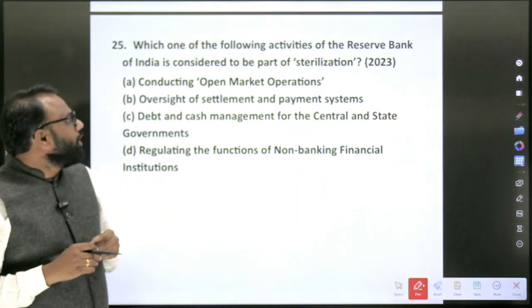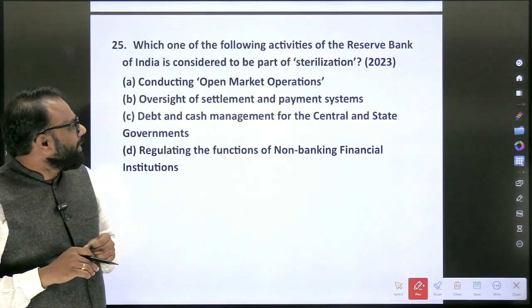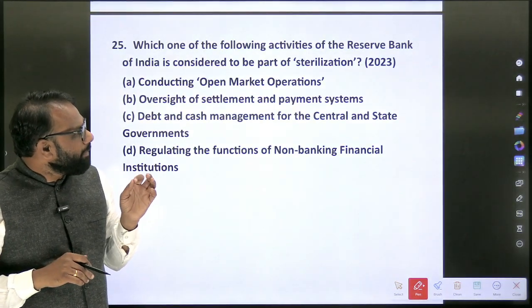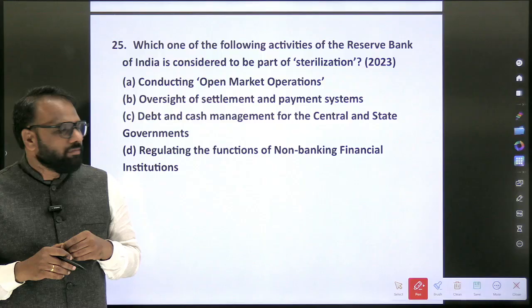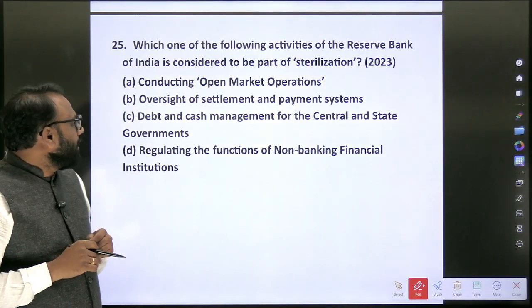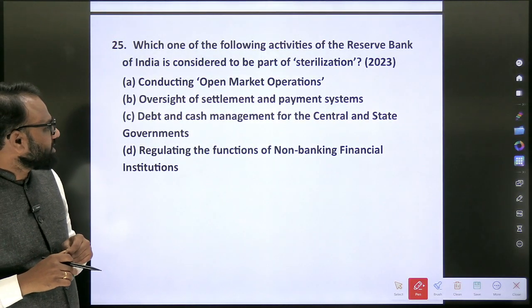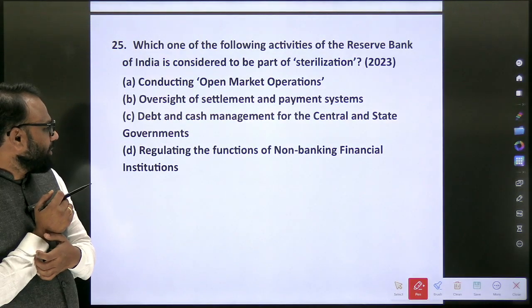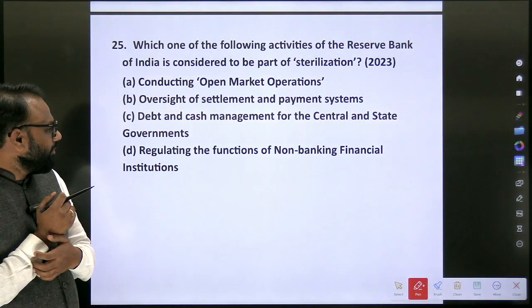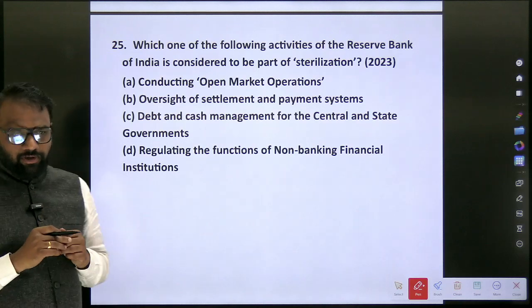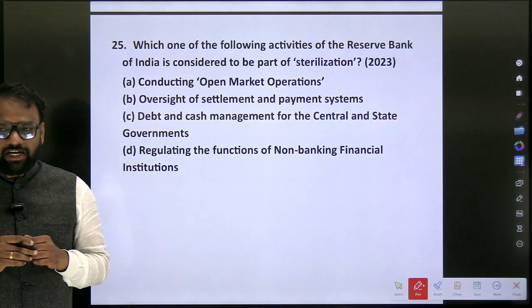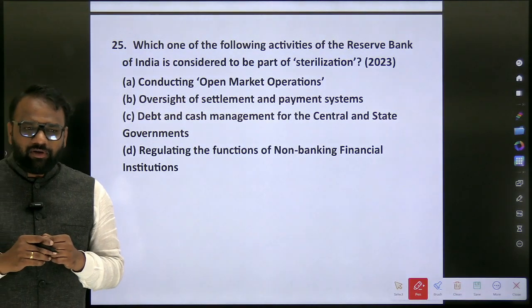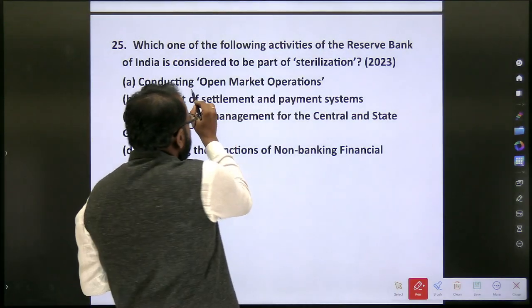Next, which one of the following activities of the Reserve Bank of India is considered to be part of sterilization? Conducting open market operations, oversight of settlement and payment systems, debt and cash management for the central and the state governments, regulating the functions of non-banking financial institutions. Okay. Sterilization. It is part of open market operation.